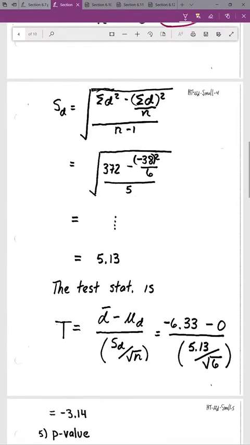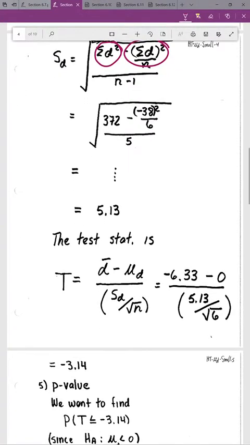Next, we need to calculate our sample standard deviation, which if you recall would be the square root of the summation of d squared minus the summation of d, quantity squared, divided by n, all divided by n minus 1. Some of you are still making this mistake, so let me point this out. The summation of d squared is not equivalent to the summation of d quantity squared. If calculated correctly, our sample standard deviation should be 5.13.